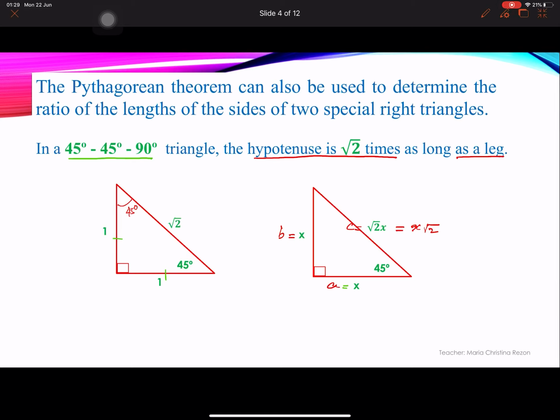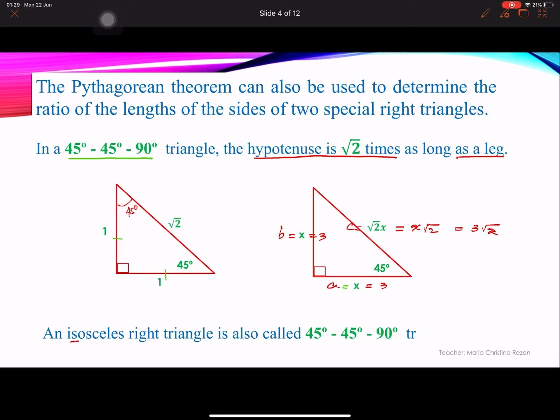And then if x, say for example, is 3, so this is also 3, and your hypotenuse then is square root of 2 times that of the leg, then you will have 3 square root of 2. And if you have an isosceles right triangle, then another name for this triangle is a 45-45-90 triangle.